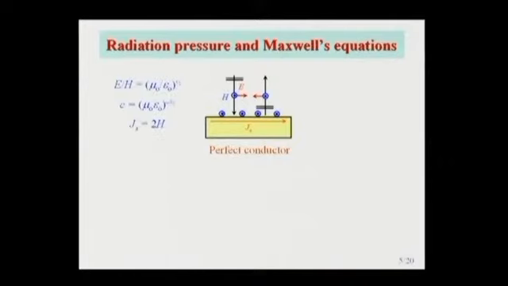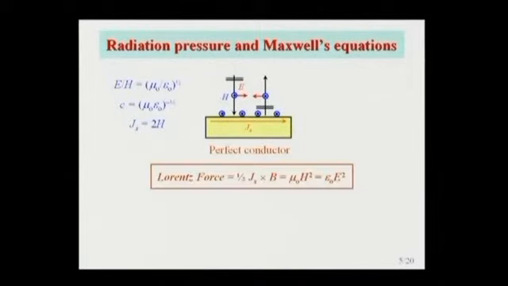So from Maxwell's equations, we can solve for the plane wave, and we find that the ratio of E to H is given by the impedance of free space. This is the formula for the speed of light in vacuum. J sub S, the surface current, is twice the magnetic field. And therefore, using the Lorentz force equation, we get the current cross the magnetic field. That's the force per unit area.